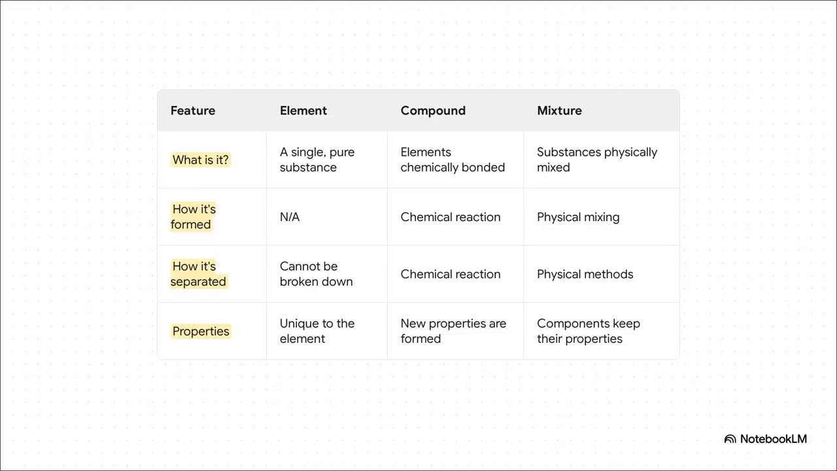Ready? Let's do a super fast recap. Element, the simplest pure substance. You can't break it down. Compound, elements chemically bonded together in a fixed ratio. It forms a totally new substance, and you need another chemical reaction to break it apart. Mixture, substances just physically jumbled up. No new properties, and you can separate them with physical methods. Bam! That's the whole thing in a nutshell.